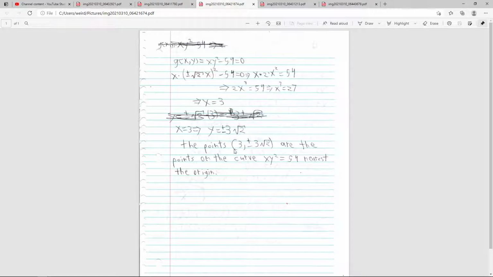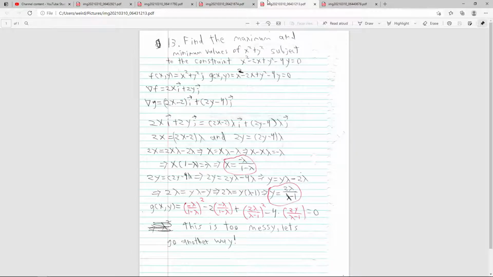Plug it in. So the points (3, plus or minus 3 square root of 2) are the points on the curve xy squared equals 54 nearest the origin. It's 2 points, the positive and negative variant of y, but x stays the same.